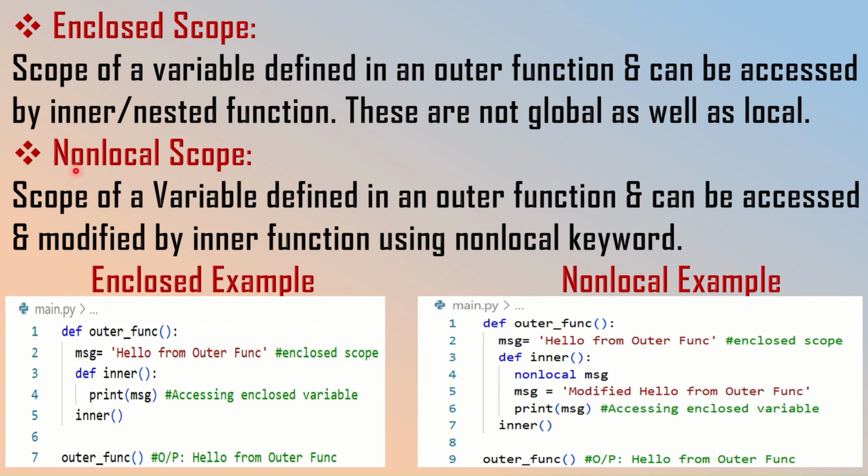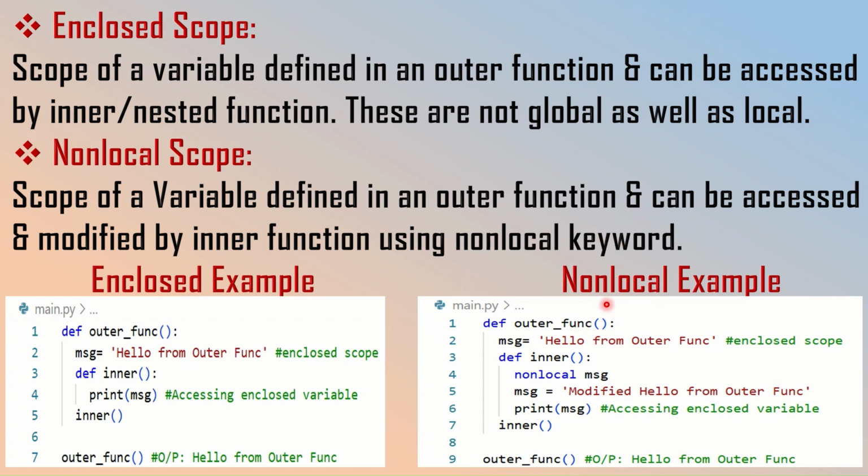Now let's see the fourth type of scope, the non-local scope. It is similar to the enclosure scope, meaning we can access the variable that is defined in an outer function in an inner function, but along with accessing the variable inside the inner function, we can do one more thing, that is modification. If you want to modify a variable that is declared in an outer function, from inside the inner function, then we can do that with the help of the nonlocal keyword inside the nested function.